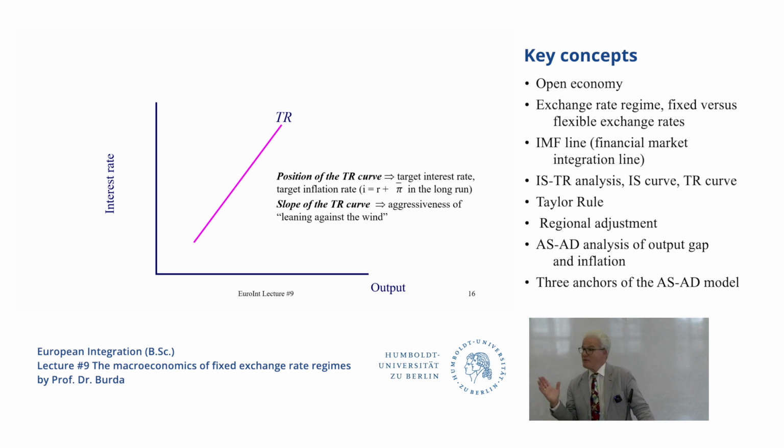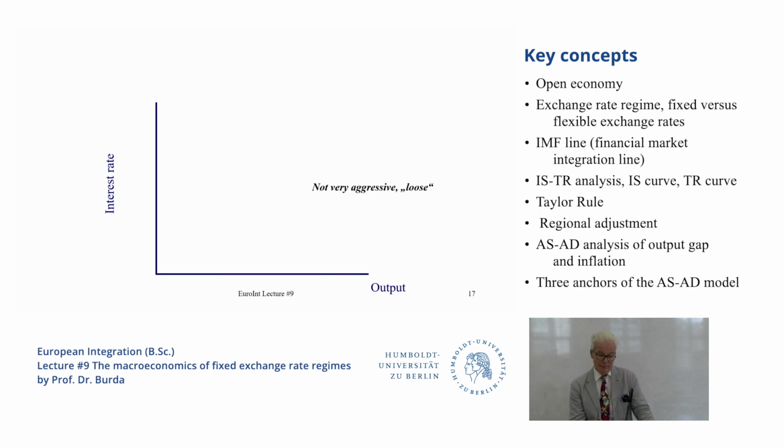The slope of the TR curve is exactly leaning against the wind. Okay, so think of this one. This is not a very aggressive central bank. They're basically letting the economy flop all over the place, and not moving the interest rate very much. We're going to keep the interest rate kind of around it. And a lot of times financial interests like that, right? Because that keeps things stable.